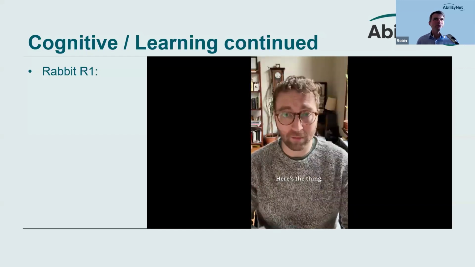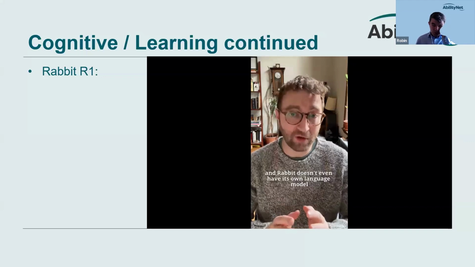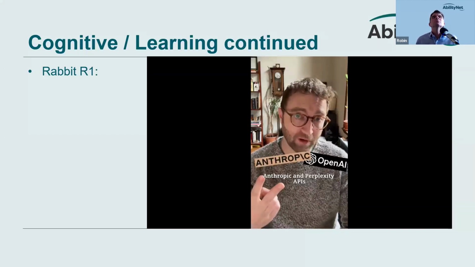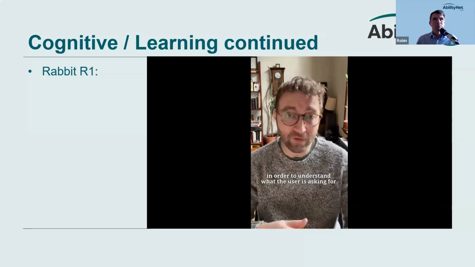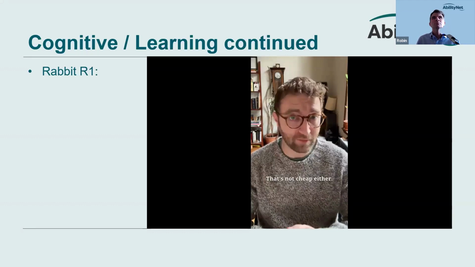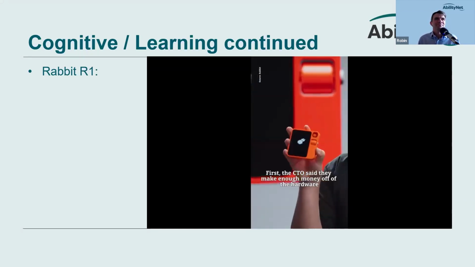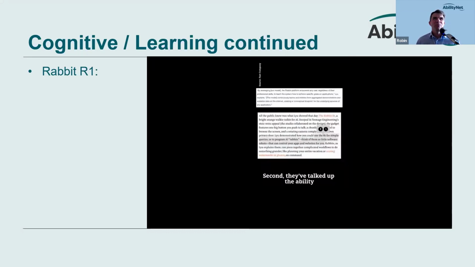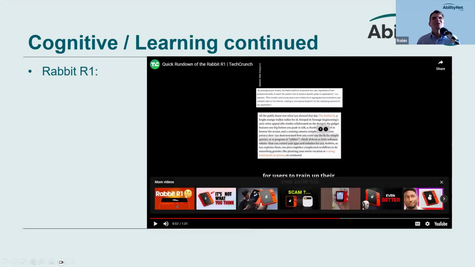But here's the thing. Running any AI model at scale is not cheap. And Rabbit doesn't even have its own language model. So it told me that it's using OpenAI, Anthropic, and Perplexity APIs in order to understand what the user is asking for. That's not cheap either. So how do they make money? I asked Rabbit and they gave me two answers. First, the CTO said they make enough money off of the hardware to cover their API costs, for now. Ominous. Second, they've talked about the ability for users to... So thank you so much.